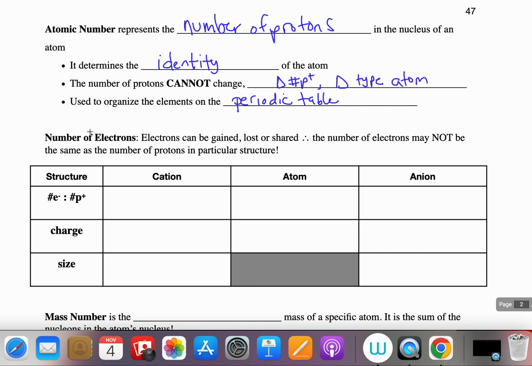So now, the number of electrons. What's important to know is that electrons during chemical processes can be gained, lost, or shared. So the number of electrons may not be the same as the number of protons in a particular structure. We have some very important terms that we use throughout the school year: the atom, cation, and anion.